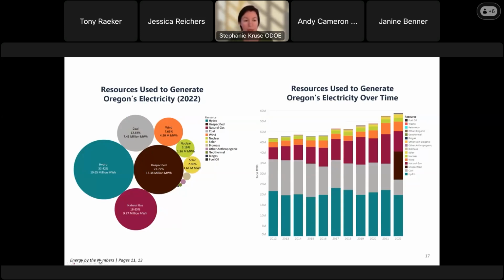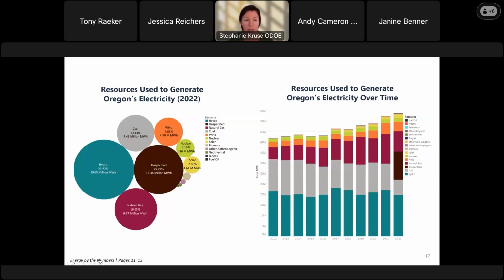Oregon's last coal plant stopped operating in 2020, but the state still receives electricity generated from coal plants in other states. That is shown in the gray bubble at the top center. Oregon's 2015 Coal to Clean bill set an end date for coal serving Oregon customers, meaning that post 2030, most, if not all, of the coal bubble will be gone from the state's mix.